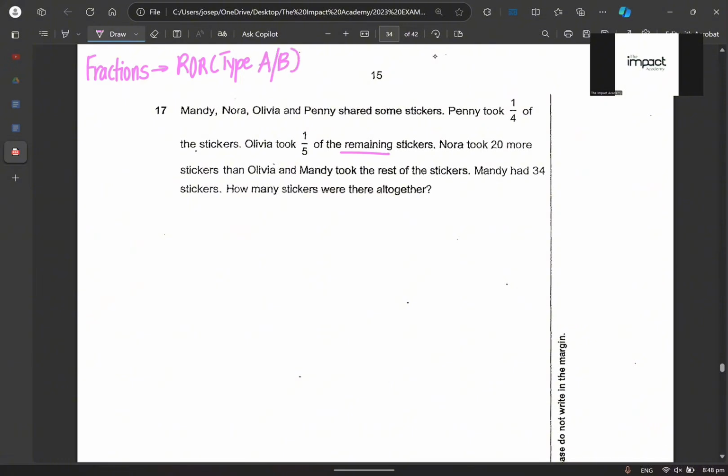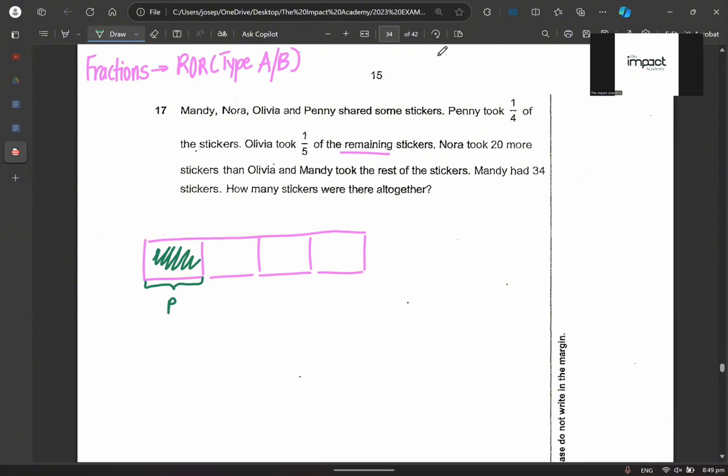Am I making sense? Penny took what? They shared some stickers and Penny took how much of the stickers? 1 over 4. Do you understand or don't understand? You're going to shade 1 unit? True? We're going to say this is Penny.